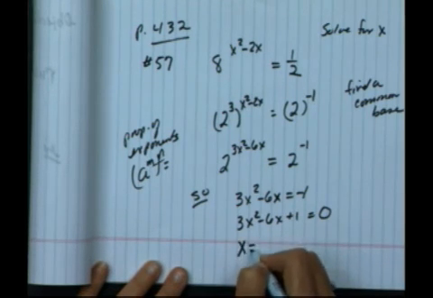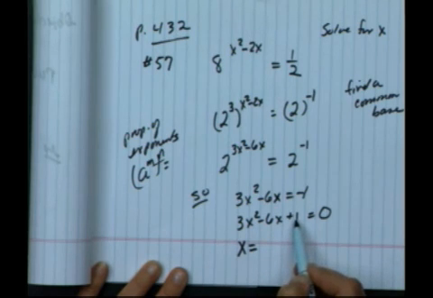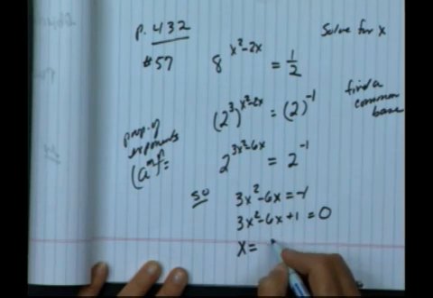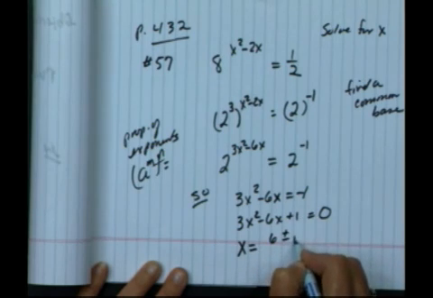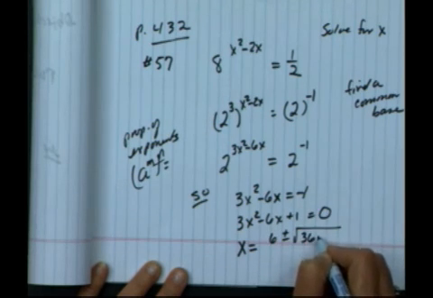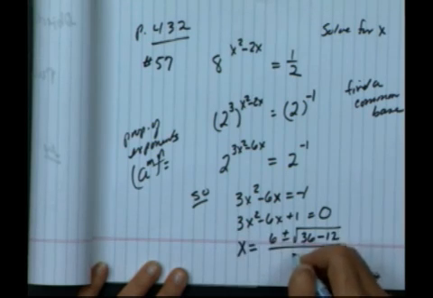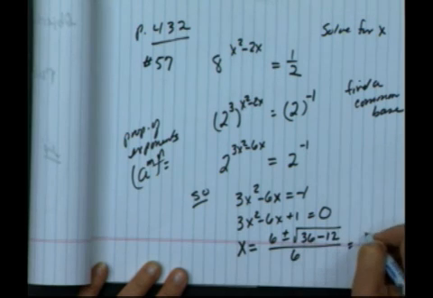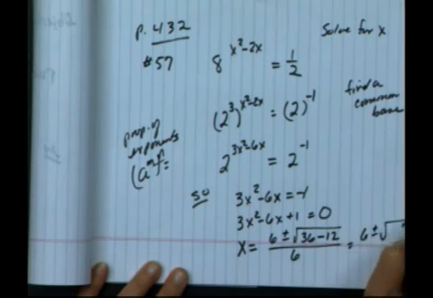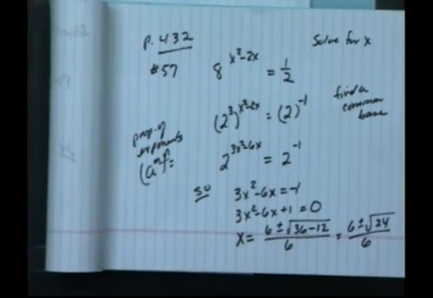So x then is equal to, remember a is 3, b is negative 6, and c is 1. So x is 6 plus or minus square root of negative 6 squared is 36 minus 4 times 3 times 1 is 12 over 2 times 3, which is 6. So we get 6 plus or minus the square root of, what's that, 24? 24 over 6. So what happens is I have two real solutions.